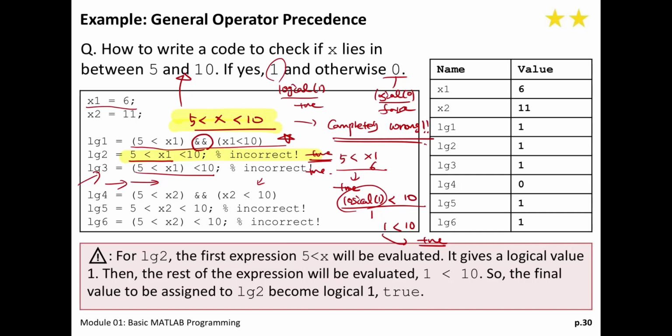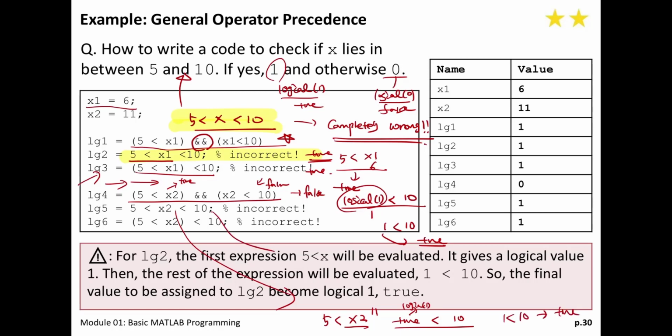x2 is 11. That produces x2 is larger than 5. That's true. x2 is less than 10. That's false, right? That's true and false. That is false. That's the correct answer, right? What about this one? x2 is 11. 5 is less than 11. That's true. True less than 10. This is a logical 1. That's also true. Both are true. Okay.